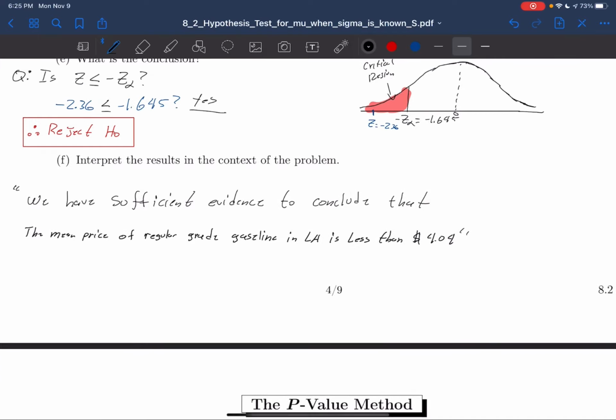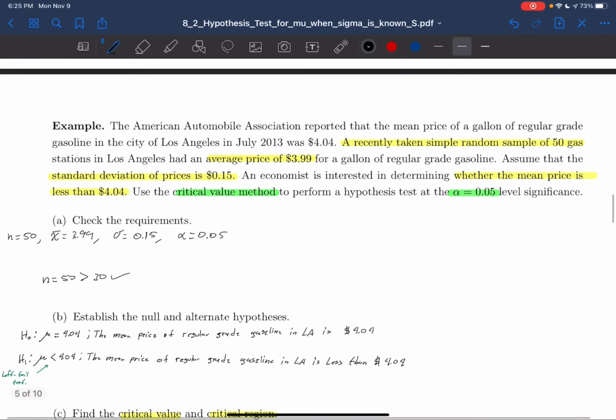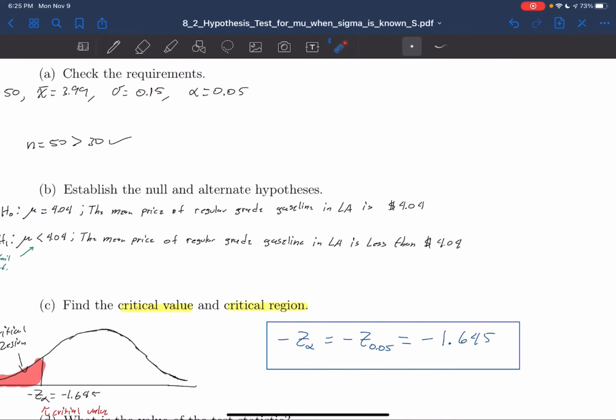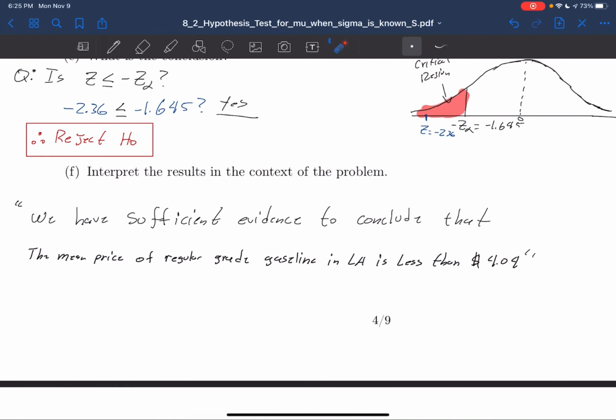So that's one reason why I like to write down my null and alternative hypothesis. That way, when I do my conclusion, I can just copy and paste it right here. So this is our interpretation. We have sufficient evidence to conclude that the mean price of regular grade gasoline in LA is less than $4.04.